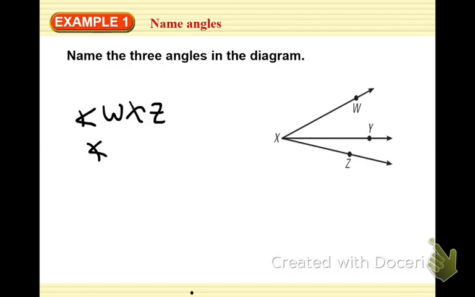XYZ. So if I put my pencil on X, I go to Y. Uh-oh. That'll work. YXZ. And then there's one more. WXY. How about angle X? What if I did that? How many angles have the vertex at X?